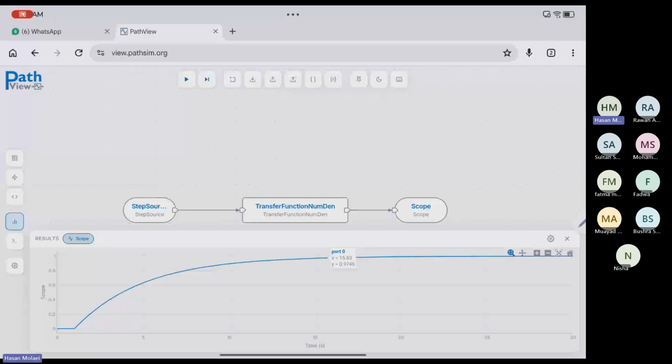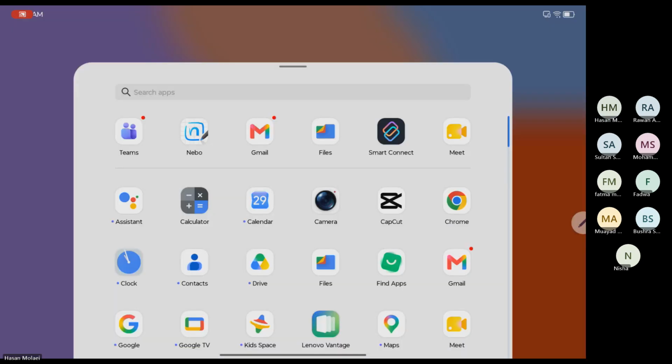So almost in 16 seconds, it reaches 98% of its final value. No, it started from 1. It should be 70. Yeah, in 17 seconds it is 98% of its final value.